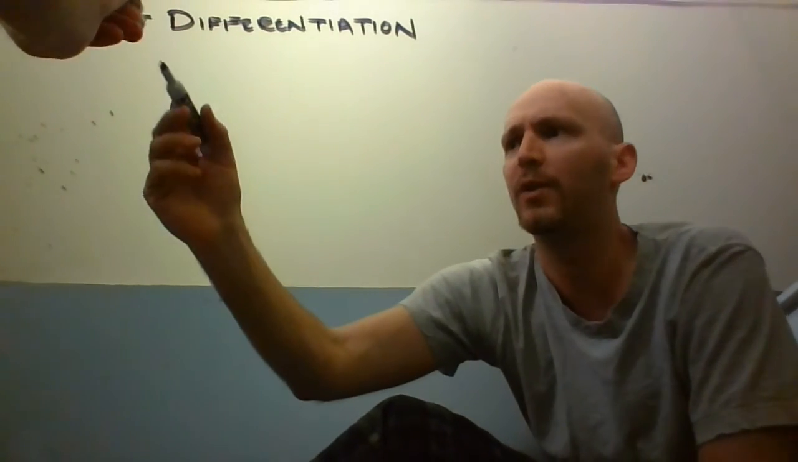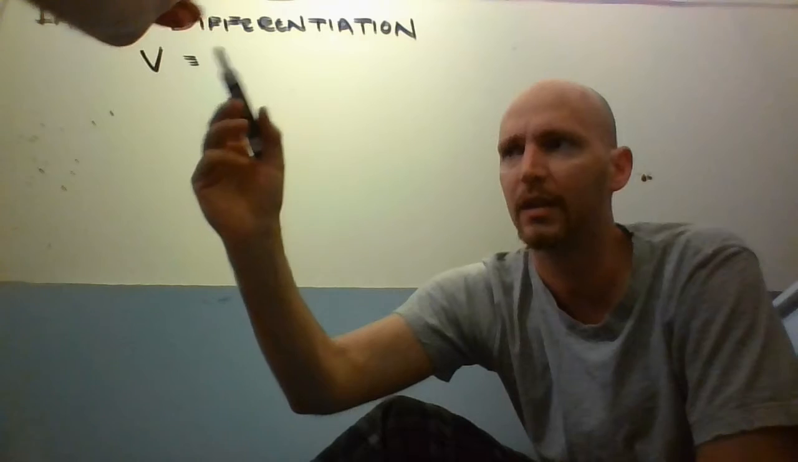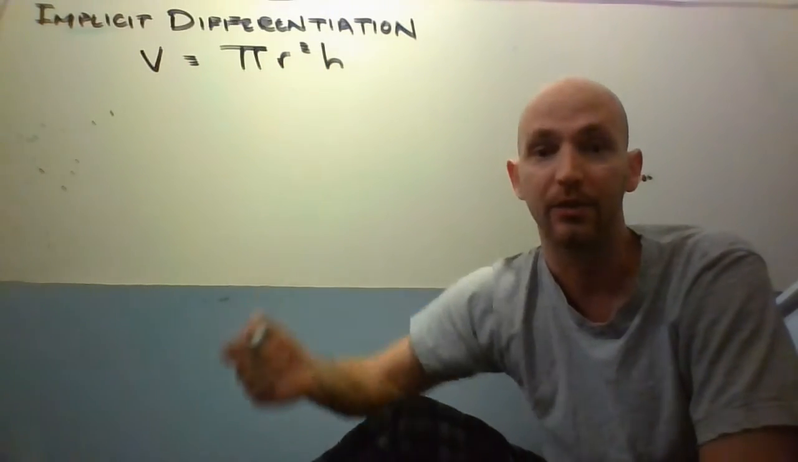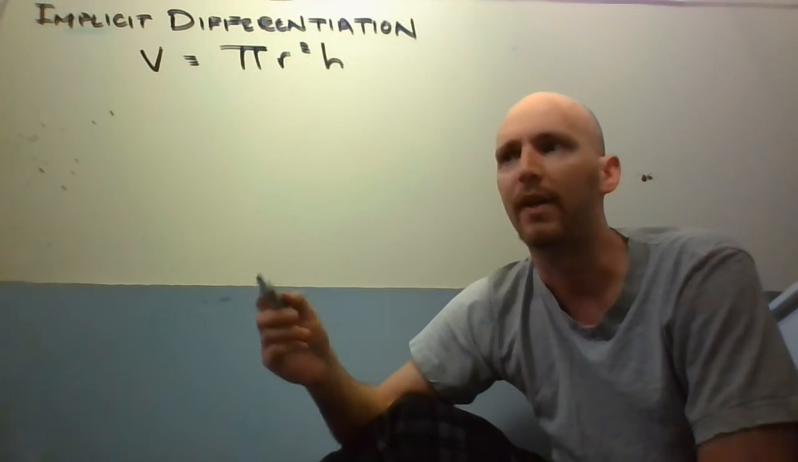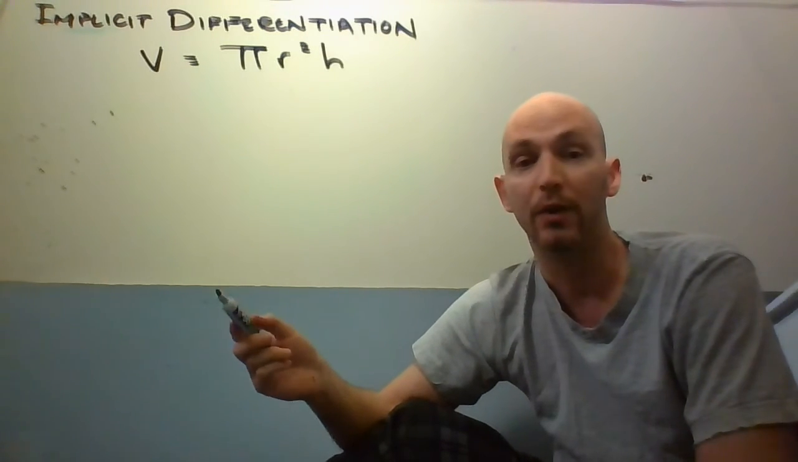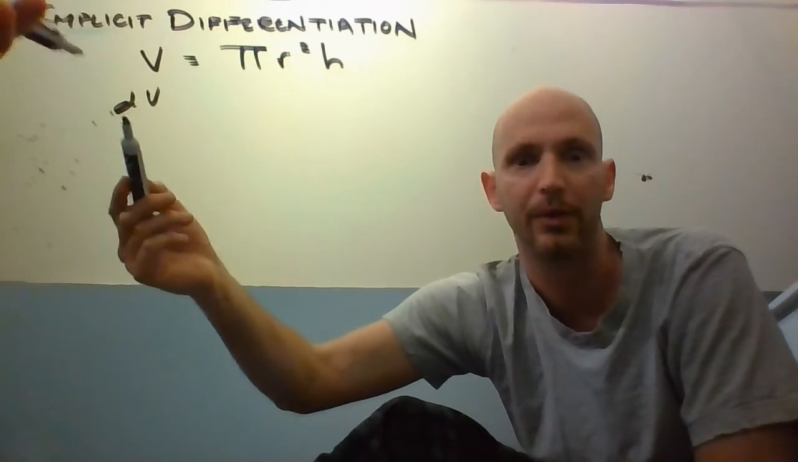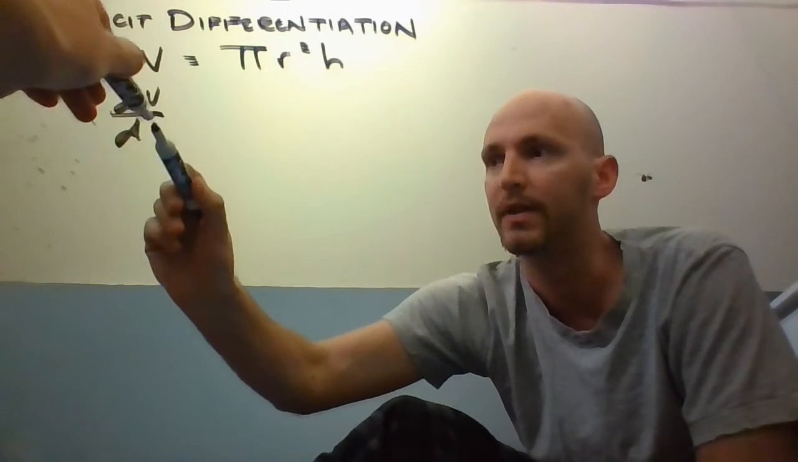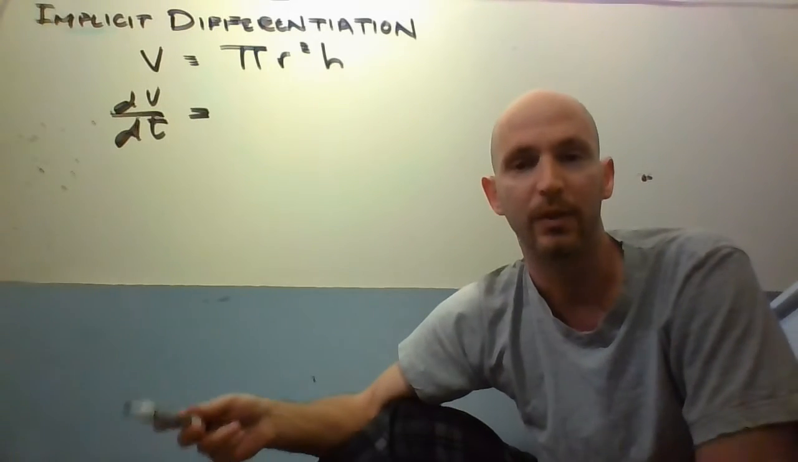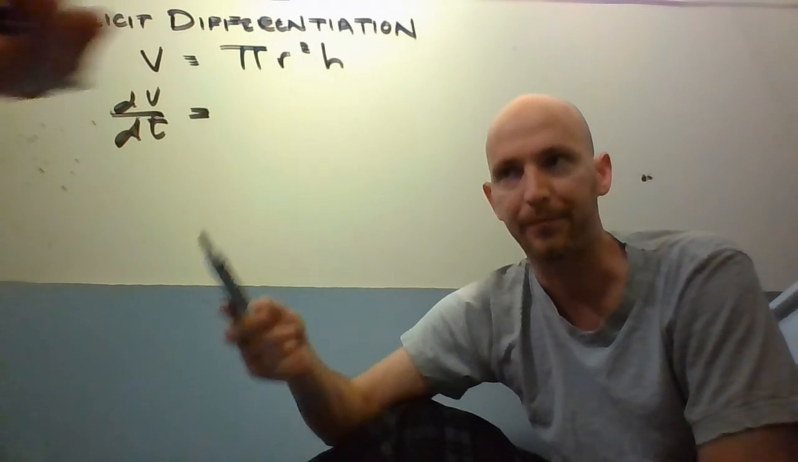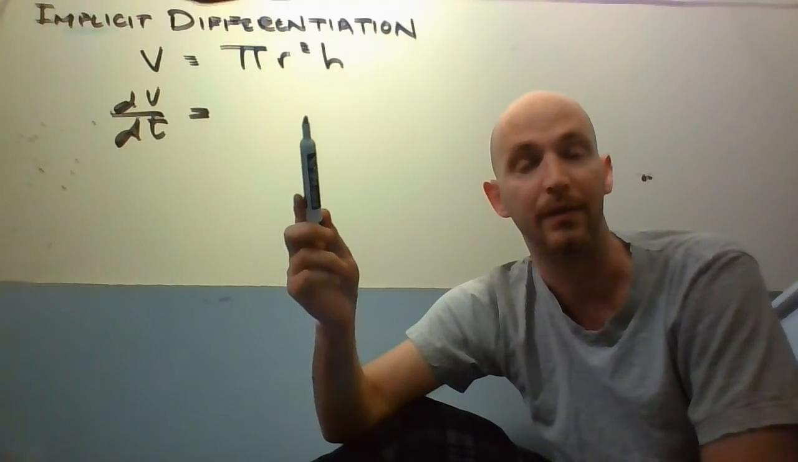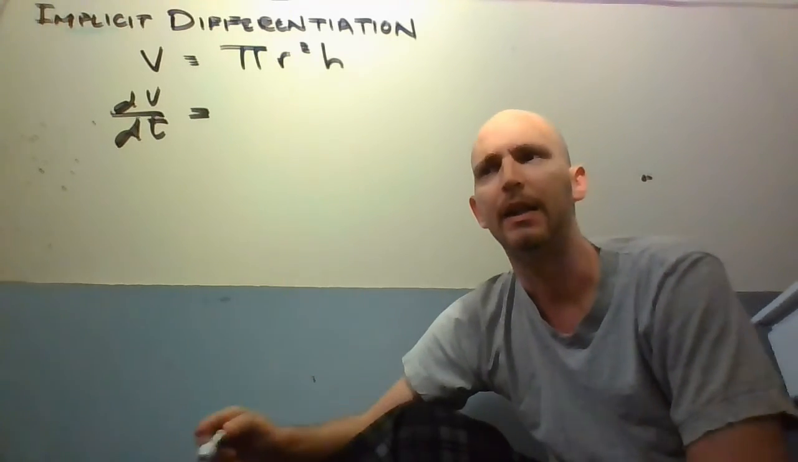So the volume of that is pi r squared h. If I'm going to let the volume increase over time, so I want to let it either grow or shrink, it doesn't matter, dV/dt. In order to get dV/dt, I have to take the derivative of this thing.